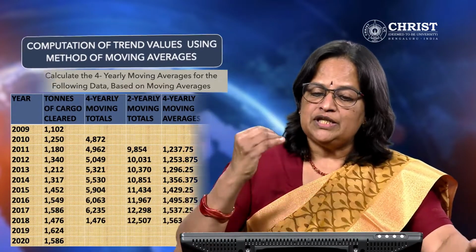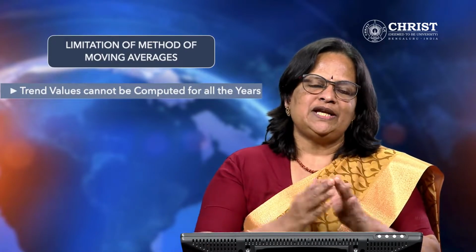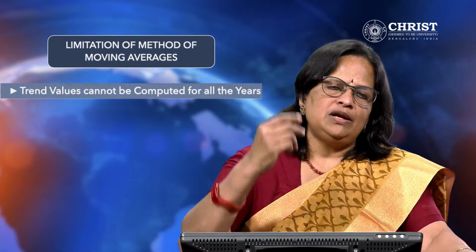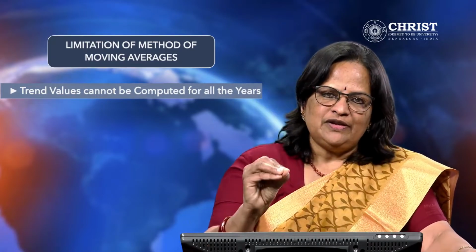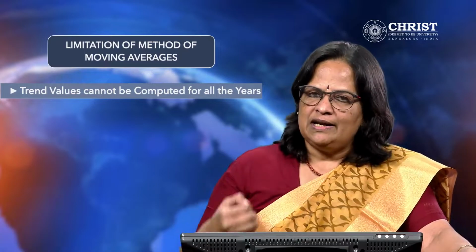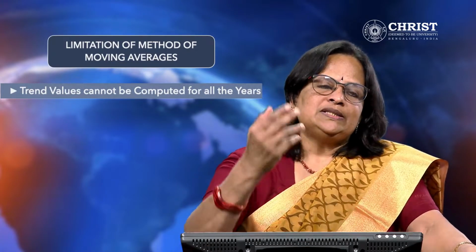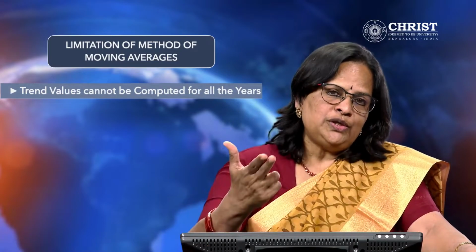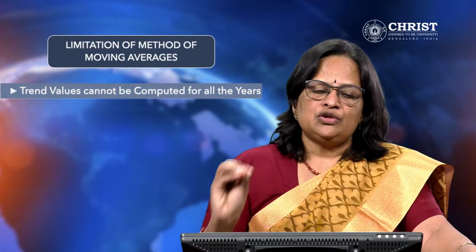Now there is a limitation for method of moving average. Trend values cannot be computed for all the values. See in the first problem we have seen that when you are taking 5-yearly moving total, first 2 years and last 2 year values are not there. When you are taking 7-yearly, the first 3 years and last 3 year values are not there. When you are taking 4-yearly total, in the second problem we have learned that first 2 years and last 2 years values are not there. So that is the main limitation of this method.